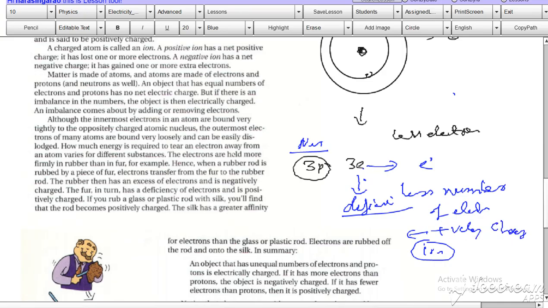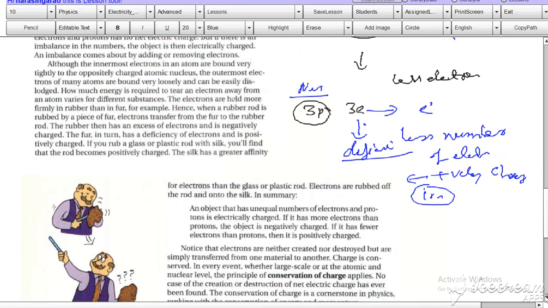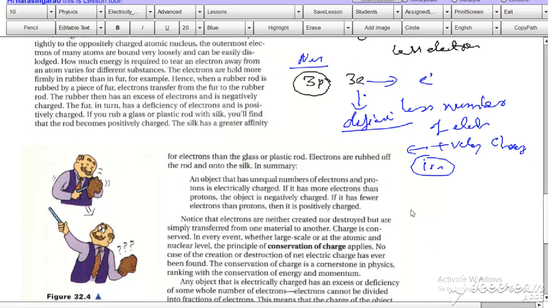Similarly, if you add electrons to an atom, with 3 protons and 3 electrons, and one is added here, it becomes 4 electrons. So there is a greater number of electrons and fewer protons, and this becomes a negatively charged body.